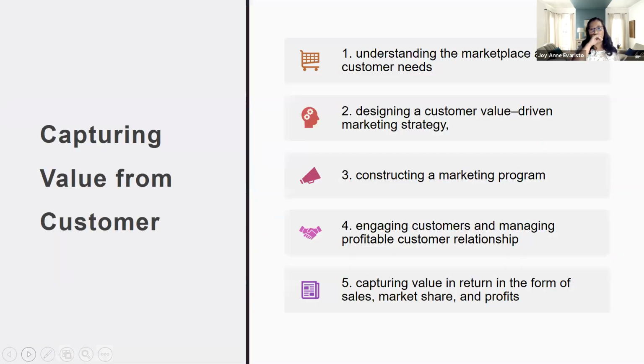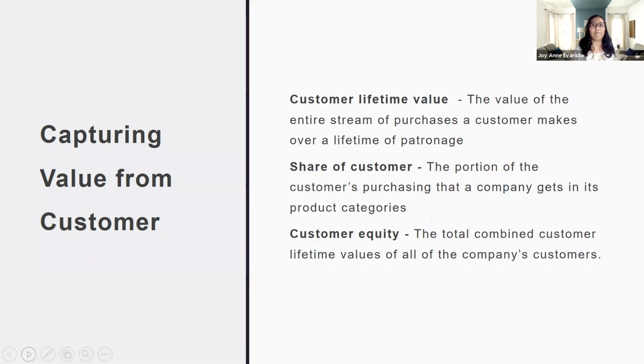Okay, now we are down to our last step. So far we discussed these four steps. So we are now down to the last step, which is capturing value in return in the form of sales, market share, or end profits. When we capture value from customers, what we really want to capture is what we call the customer lifetime value. So what is customer lifetime value?